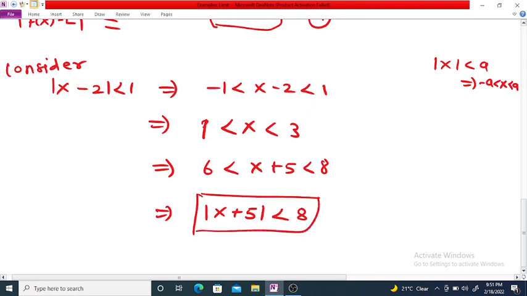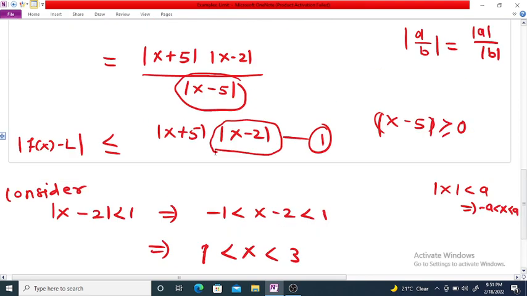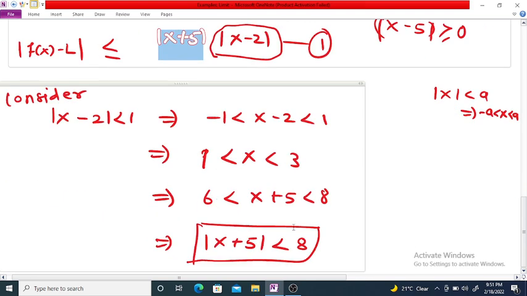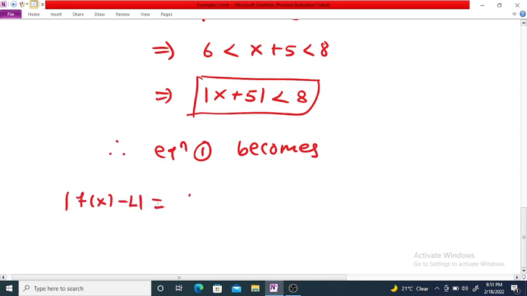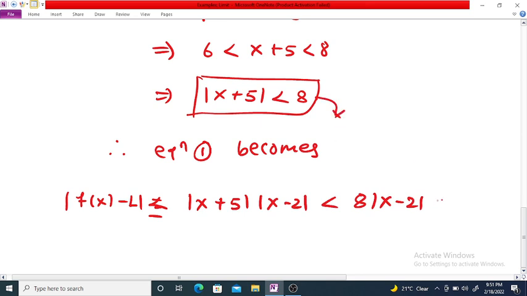So equation 1 becomes, what is equation 1? In equation number 1 we put the value: this term is less than 8. So mod of f of x minus L is less than or equal to mod of x plus 5 into mod of x minus 2, which is less than 8 into mod of x minus 2. Now if this term is less than epsilon, then obviously f of x minus L is also less than epsilon.